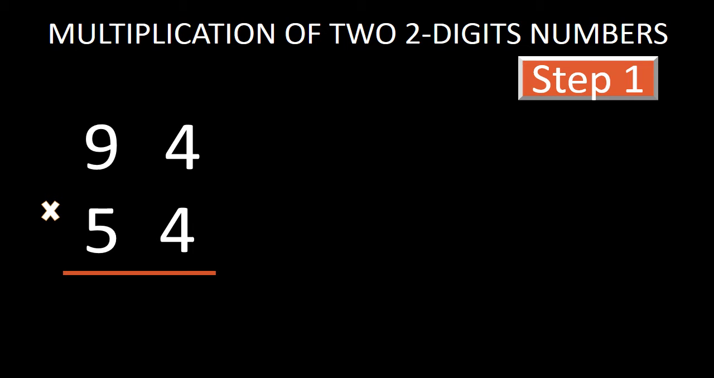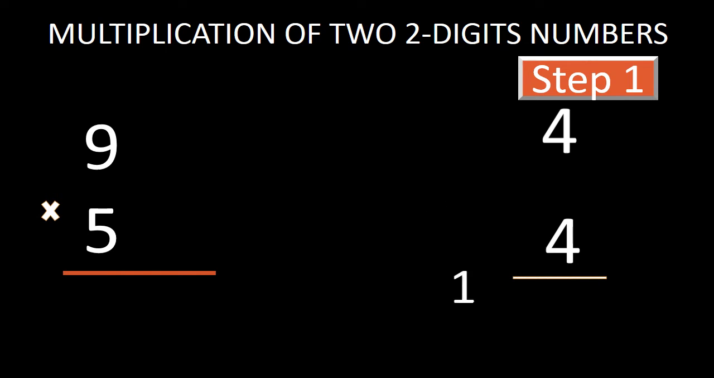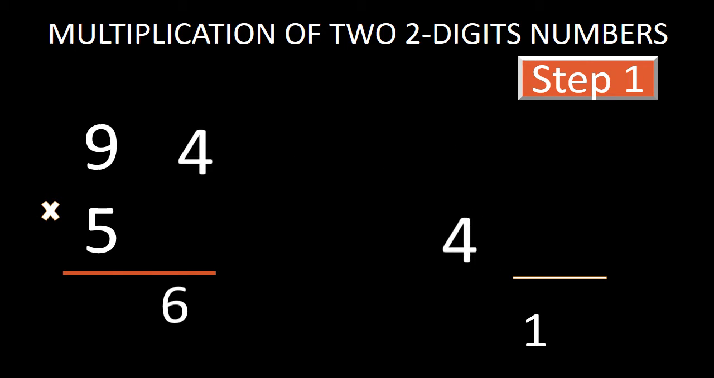In step number 1, we will just multiply the unit digit of the first number with the unit digit of the second number, that is 4. So the unit digit of the first number is 4 and the unit digit of the second number is also 4. By multiplying 4 with 4, we get 16. So now what will we do with this 16? We will just bring this 6 of 16 in our answer, and it will make the unit digit of our answer, and we will keep this 1 as the carrying digit. So here at this stage, step number 1 has been completed.